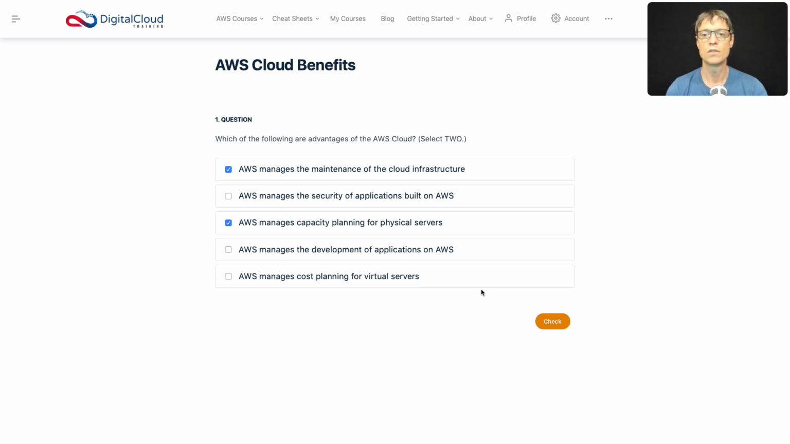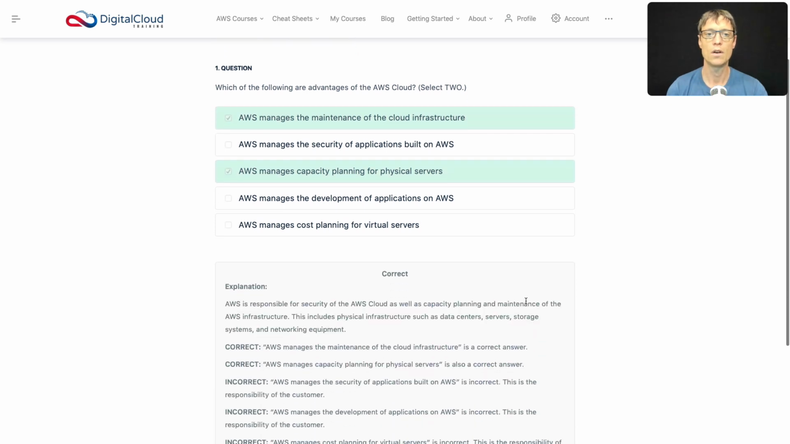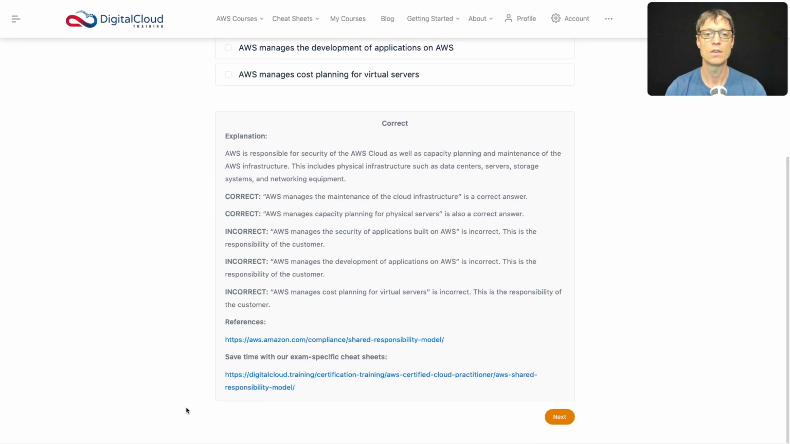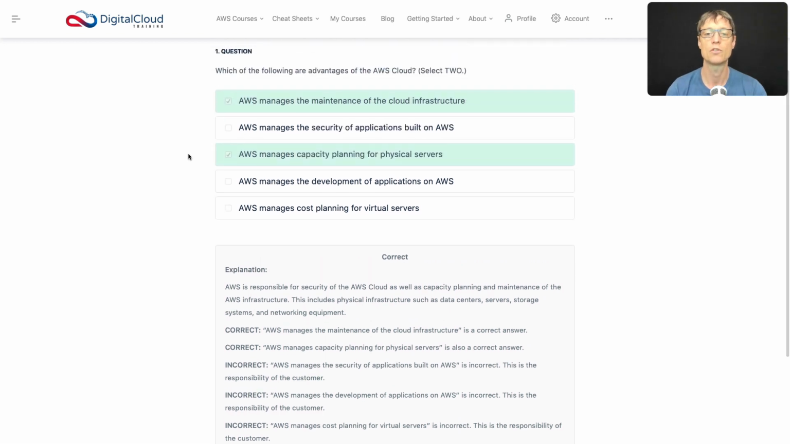I like these two options. Let's just go forward and check that those are the correct answers. And certainly those are the correct answers. And we've got an explanation here to help you and some links for further information. Throughout the course, I'm not going to read through these in detail because I'm actually going to explain the answers to you.